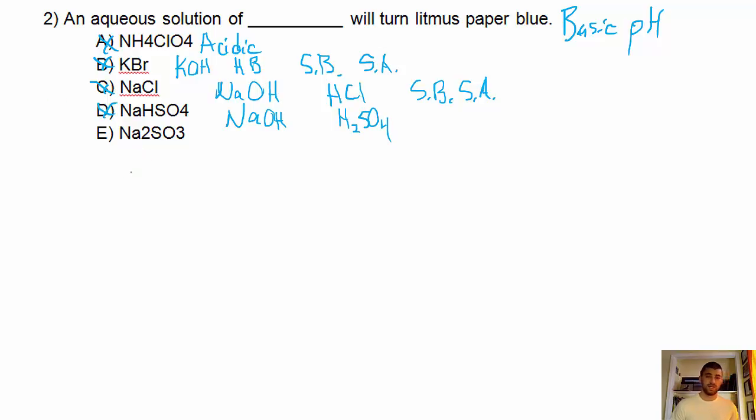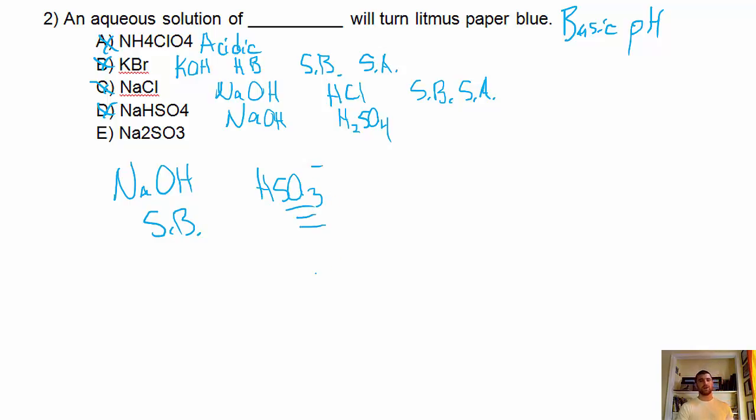But now if we take a look at Na2SO3, we're going to get a chance for NaOH, which is a strong base, and HSO3 minus, which that SO3 minus wants to take up two hydrogens because it's a weak acid. So if we have a weak acid, it's going to suck up more H pluses, which is going to turn the solution basic.